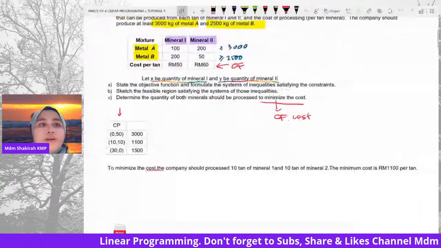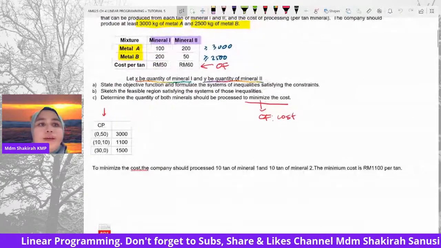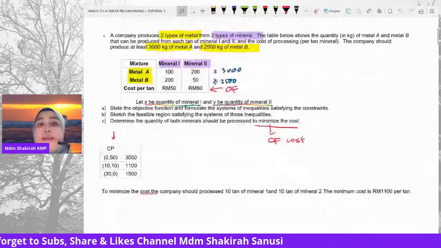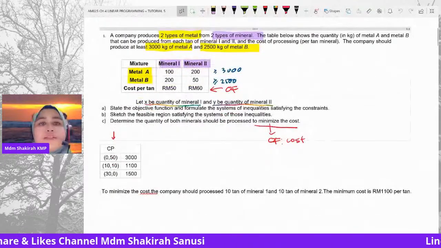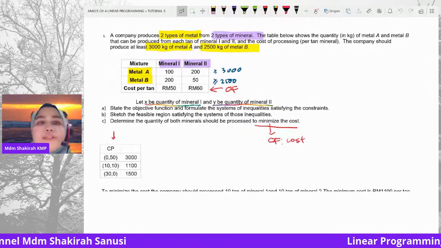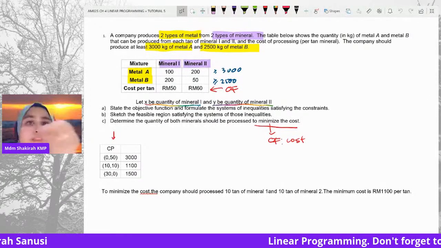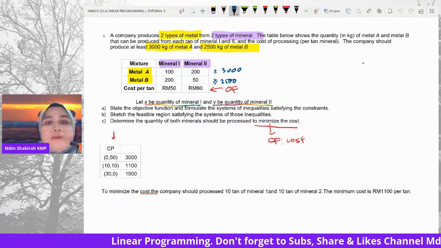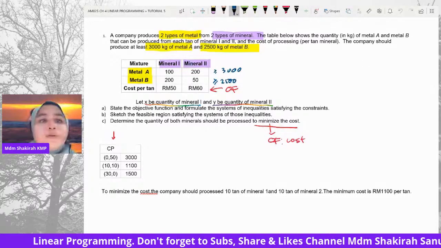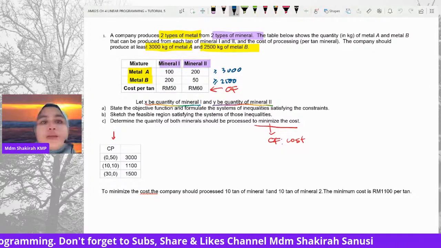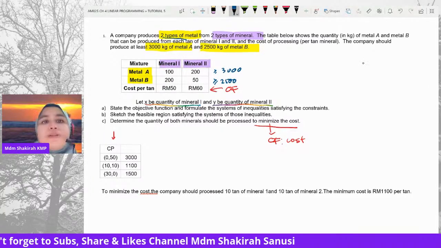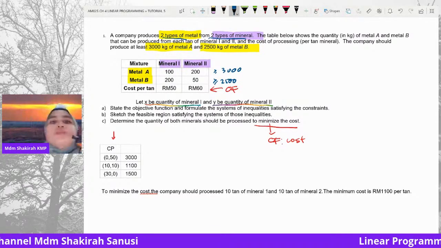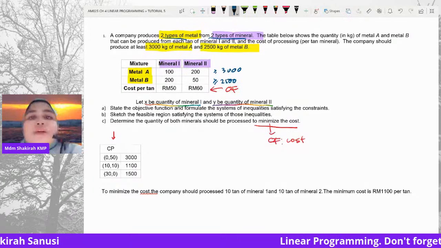For this question, you already have the table. When the table is given, it is very easy because it is already divided for you, you don't need to think, but we still have to read the sentences one by one. So let's look, my pen is blue pen. A company produces two types of metal from two types of mineral. So we have two types of metal, and two types of mineral.